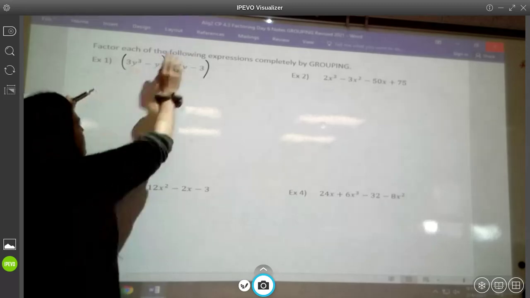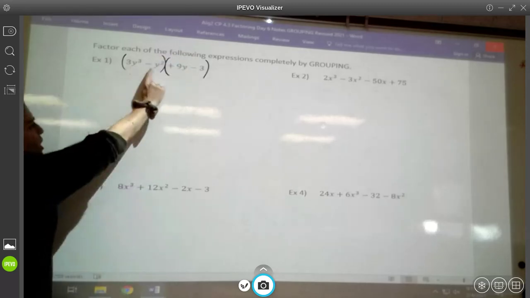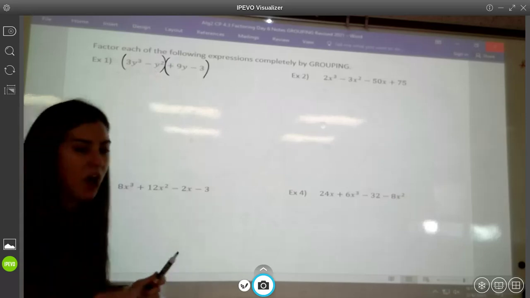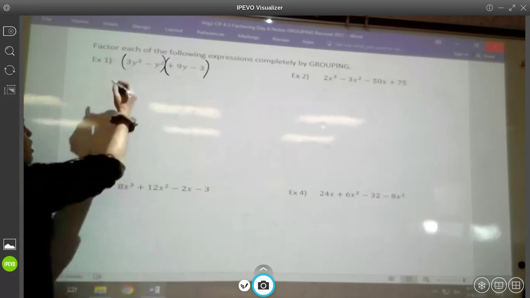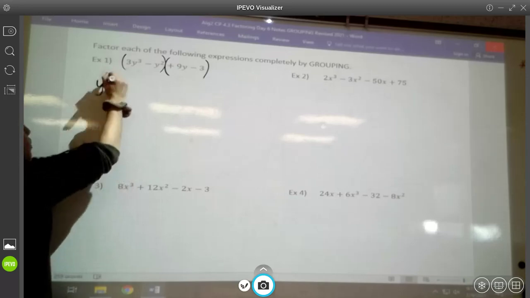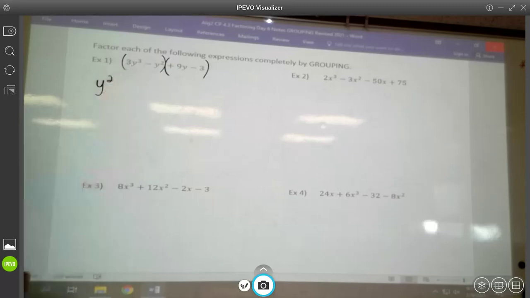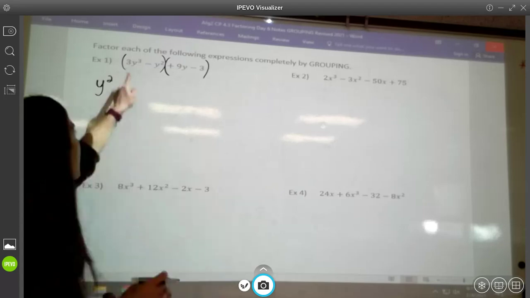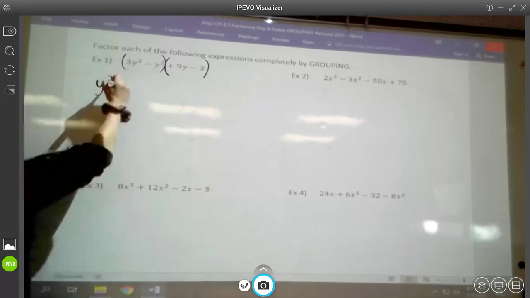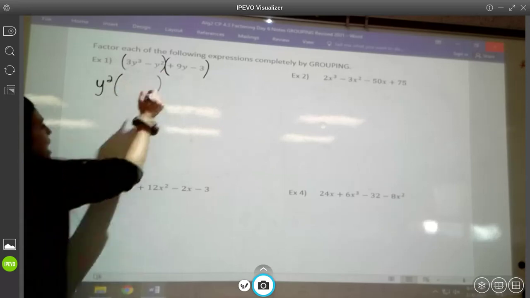So forget about this. What does a 3y to the third and a y squared have in common? What is their GCF? Well, I hope you're saying to yourself that it's a 1y squared. That's what these 2 pieces have in common. So now you're going to factor that GCF out of these 2 pieces. So if you do that, what's left?